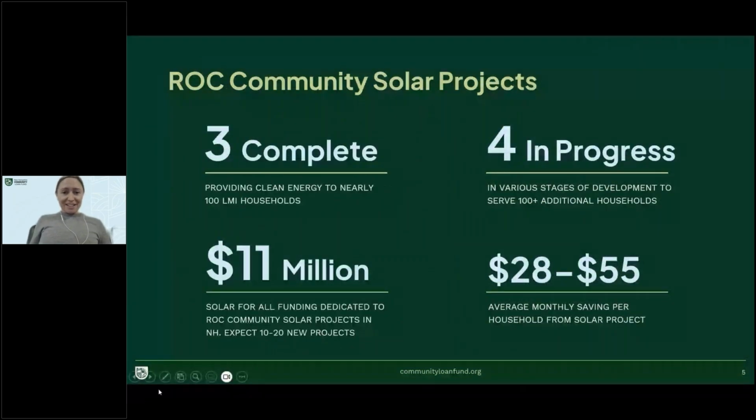So the projects we've done to date, as I said, we started working on these in 2018 with the Mascoma Meadows project, which is featured in Ben's report. We have 3 completed projects that are serving ROC households now, and that represents about 100 low moderate income households. And we have 4 more projects that are in various stages of development. They've been fully funded, all through the State of New Hampshire's Renewable Energy Fund, and they will serve approximately another 100 low moderate income households.